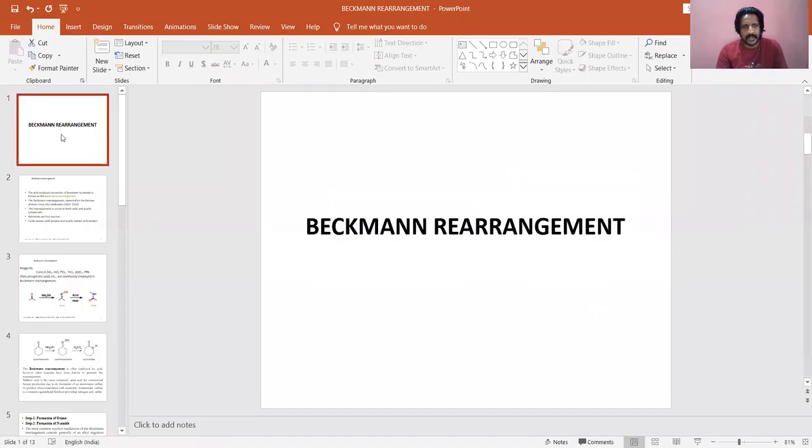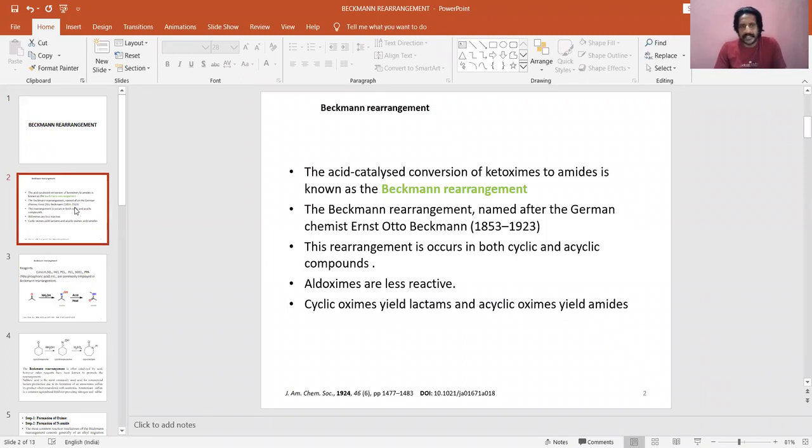So let me start my session by sharing the screen. Here we go with the topic Beckmann rearrangement. All right, so let us see what this reaction is. This is an acid catalyzed conversion of ketoximes to corresponding amides.